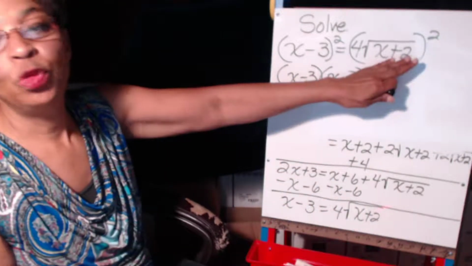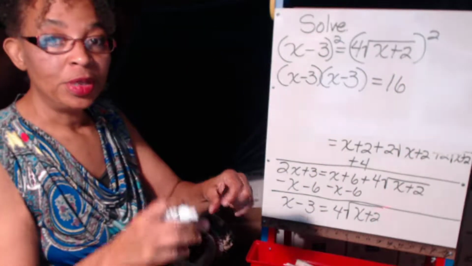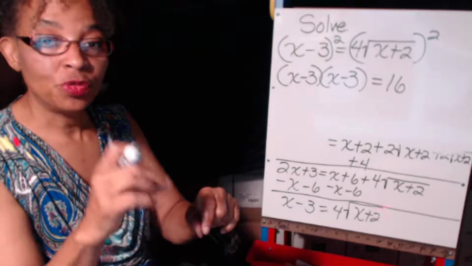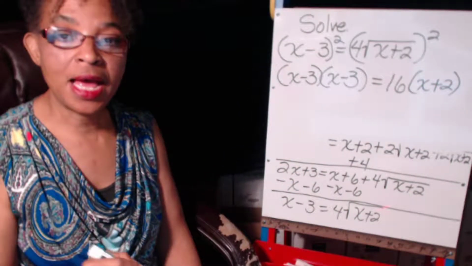And this side, we square this. So 4 squared is 16. And remember, the square eliminates the radical symbol. So it's going to be 16 times x plus 2.